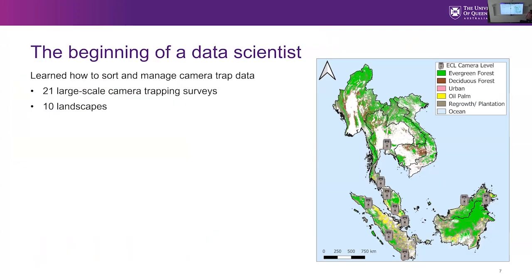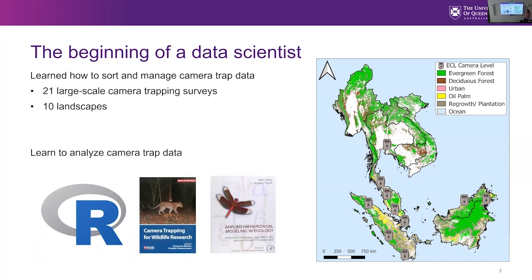So to start off with, I learned how to sort and manage camera trap data from 21 surveys across 10 landscapes in Southeast Asia, illustrated by these camera traps on the map. I was also learning how to analyze camera trap data, spending a lot of time in R and working through these two key textbooks. And if any of you are starting to work with camera traps, I'd highly recommend these two textbooks. In the end, I had over 42,000 independent detections over 100 different wildlife species.